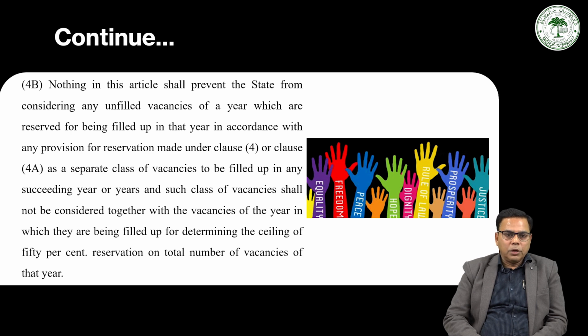4B. Nothing in this article shall prevent the state from considering any unfilled vacancies of a year which are reserved for being filled up in that year in accordance with any provision for reservation made under Clause 4 or Clause 4A as a separate class of vacancies to be filled up in any succeeding year or years, and such class of vacancies shall not be considered together with the vacancies of the year in which they are being filled up for determining the ceiling of 50% reservation on the total number of vacancies of that year.